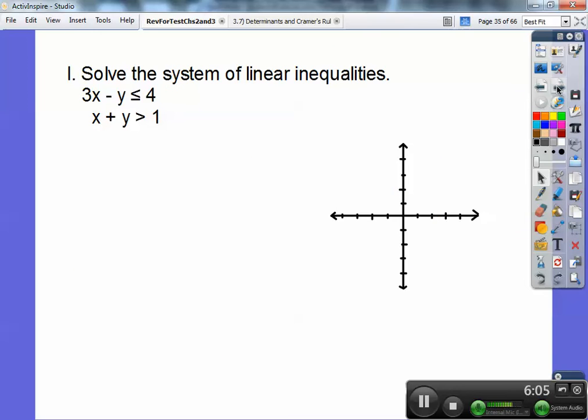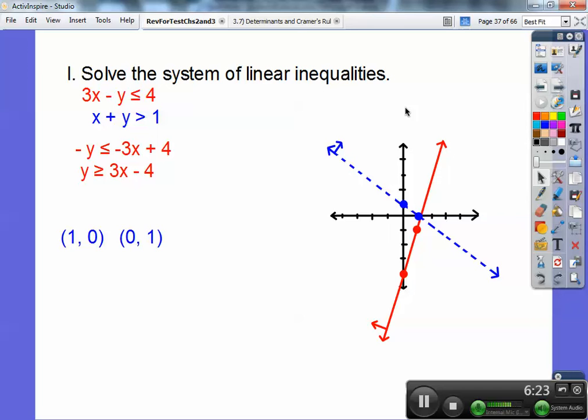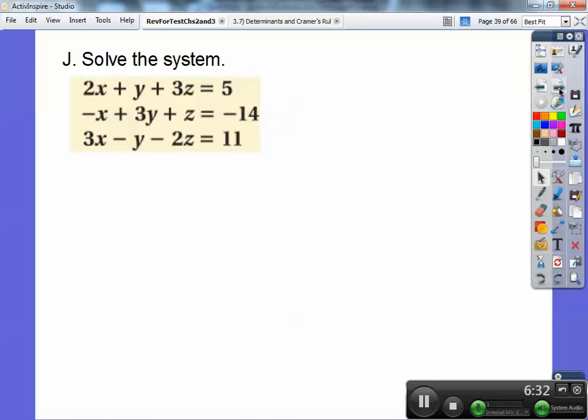Okay, solve this system of linear inequalities. So we're going to graph this line, and notice it's being shaded this way, but I'm not going to shade it yet because I have to graph the other line also. Test 0, 0 if you want to. And then this one right here is a dotted line, so there's that dotted line right there, and it's being shaded on that side. So where do they intersect? They intersect up here, so blue and red make purple. There you go.